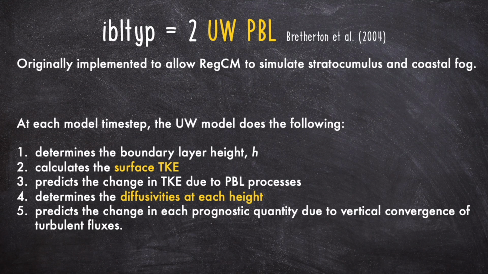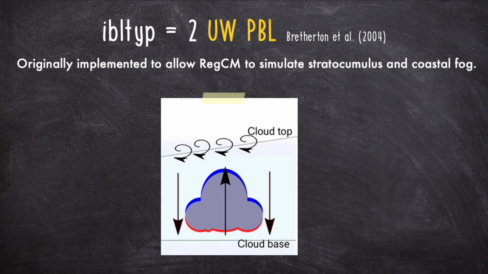It determines the boundary layer height, it calculates the surface TKE, it predicts the change in turbulent kinetic energy due to the boundary layer processes, it determines the diffusivities at each height, and predicts the change in each prognostic quantity due to vertical convergence of turbulence fluxes. This model accounts for the production of turbulence by cloud top radiative cooling, which leads to the formation of stratocumulus clouds. And for the formation of these clouds, it needs to include the microphysics parameterization. So these are the two boundary layer schemes.